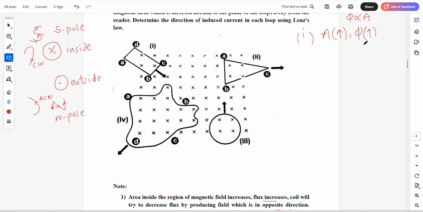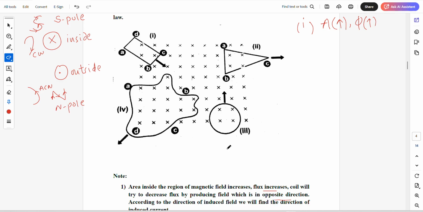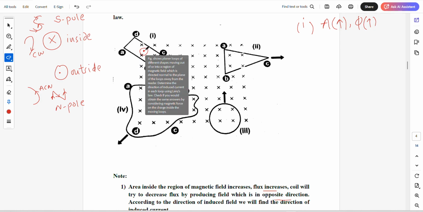Area increases, flux increases. Now the coil will try to decrease flux by producing a field which is in the opposite direction. Opposite of the south pole, that is the north pole. Okay, this is the north pole. So it will produce what?